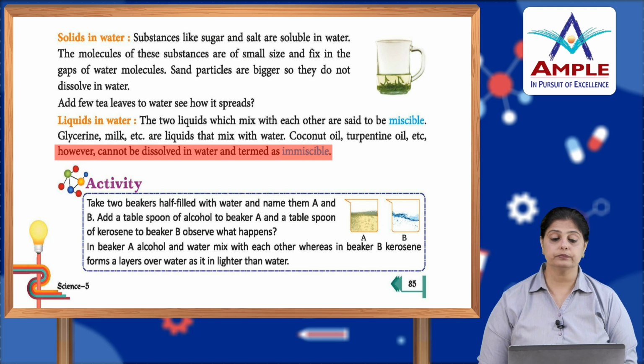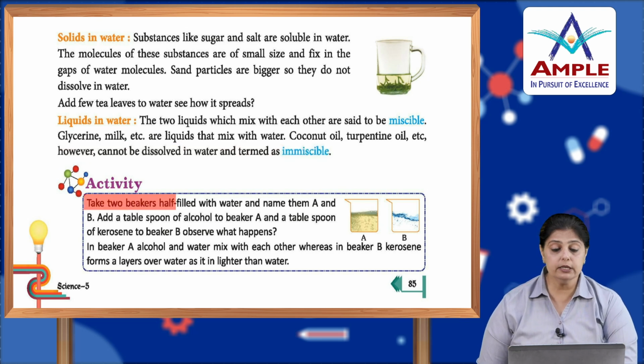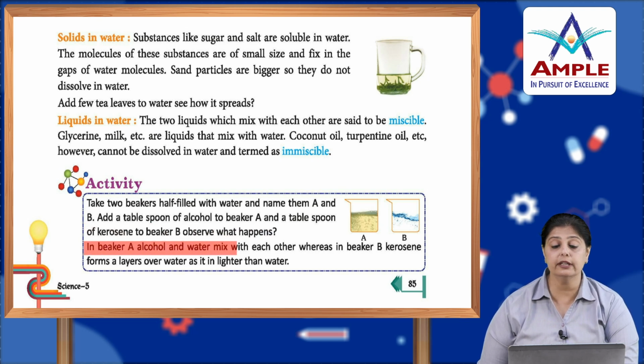Now, take two beakers half filled with water and name them A and B. Add a tablespoon of alcohol to beaker A and a tablespoon of kerosene to beaker B and observe what happens. In beaker A, alcohol and water mix with each other, whereas in beaker B, kerosene forms a layer over water as it is lighter than water.